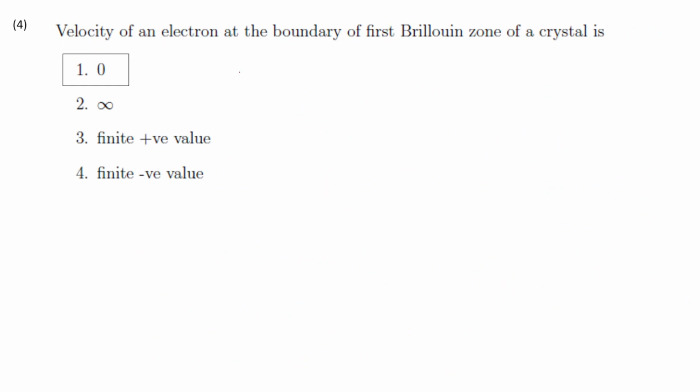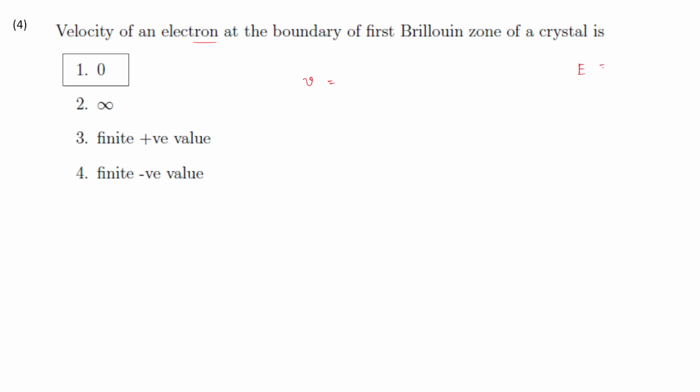So now let us look. The question is asking about the velocity of the electron at the boundary of the first Brillouin zone of a crystal. Okay, so the velocity is usually given by. So let us say, suppose you have forgotten the expression for the velocity, how do you find it? So this is just a trick to remember.